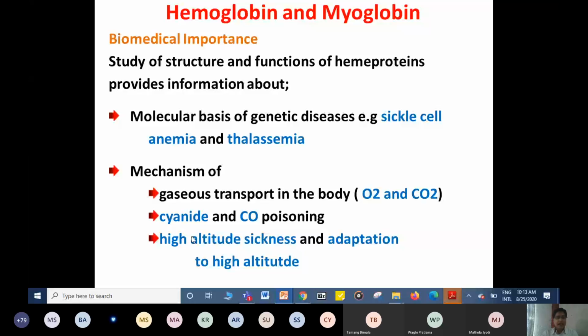Next is cyanide and carbon monoxide poisoning. What happens if carbon monoxide binds with hemoglobin instead of oxygen? This we'll study in cyanide and carbon monoxide poisoning. Next is high altitude sickness and adaptation to high altitude. When we directly go to a high altitude, there is a problem in acclimatization. Why is there a problem and how do we cope with it? To understand that, we have to understand the structure of hemoglobin.